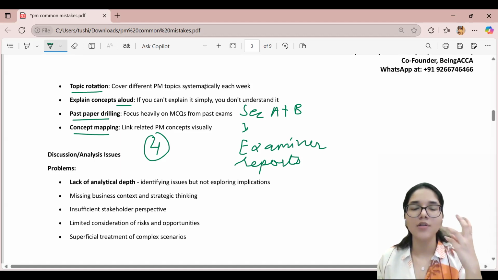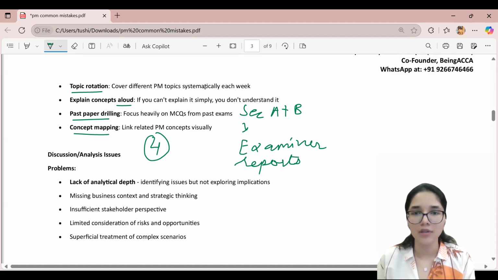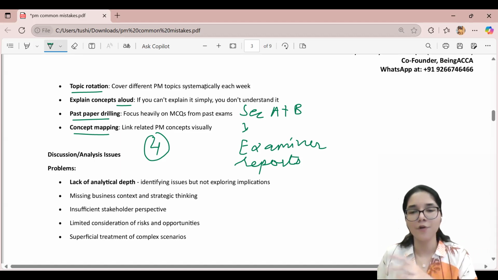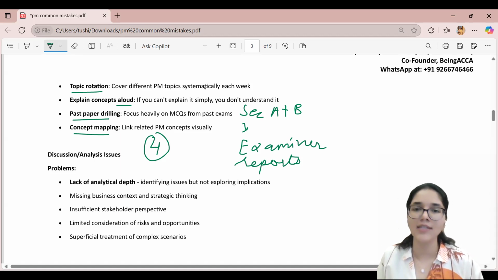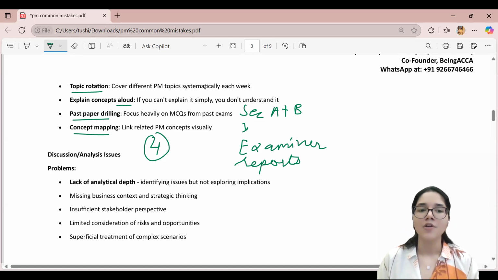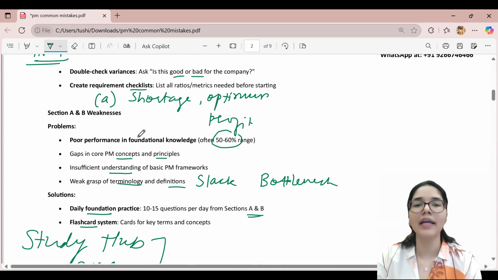So if you are a person who is able to recollect better if you see things visually, this is a very good solution that you can go ahead with. And with AI, you will also be able to save time because if you manually try to create these flowcharts, it can take long. But with AI, you can get the flowcharts generated quickly. So these are a few solutions for the problems that I discussed with respect to the section A and B weaknesses.